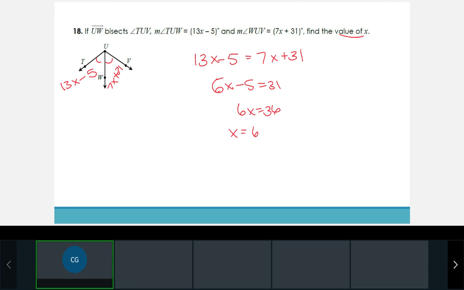All right, so bisect, of course, means two equal parts. We need to know that to be able to solve the next problem. So that was just a little review of bisect.